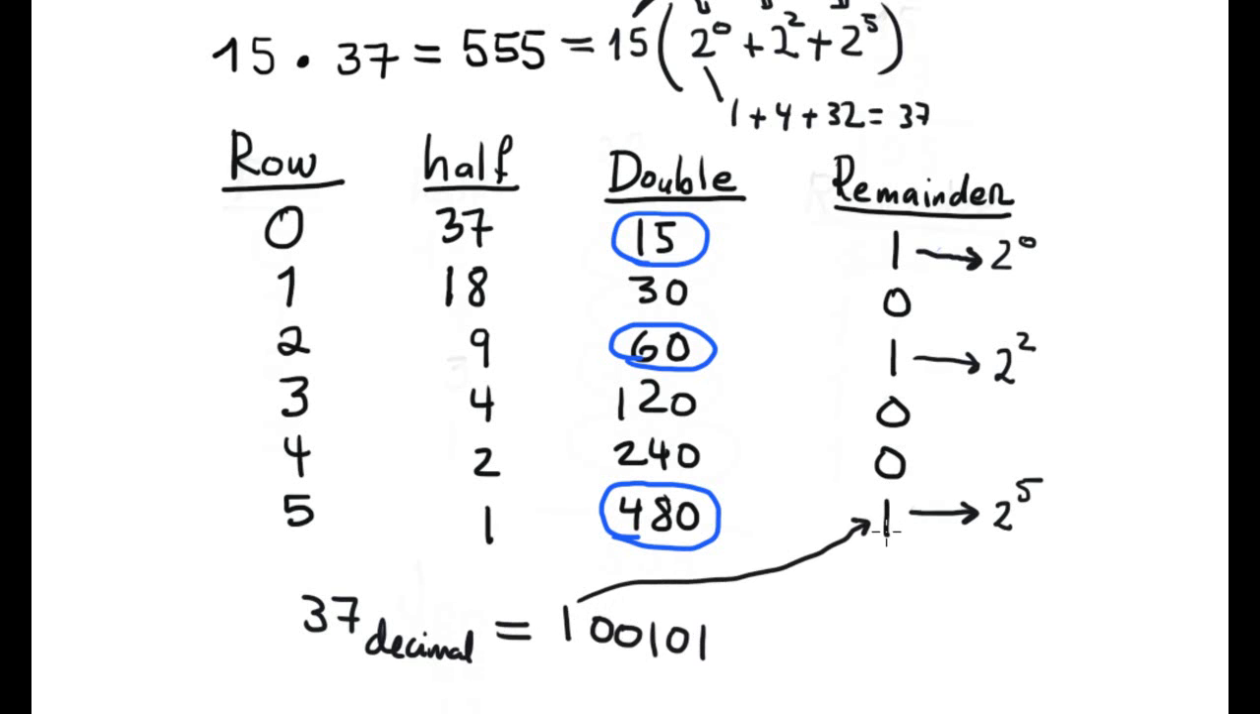So we start from the most significant number, which is 1. 1 0 0 1 0 1. This is a binary number. Okay.